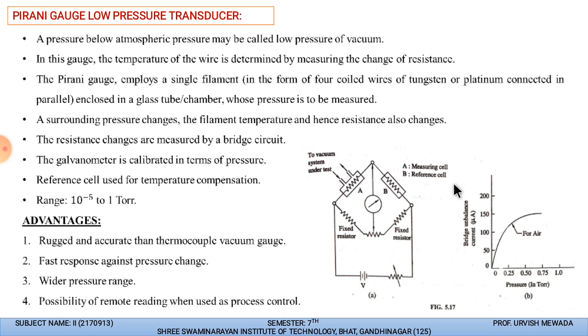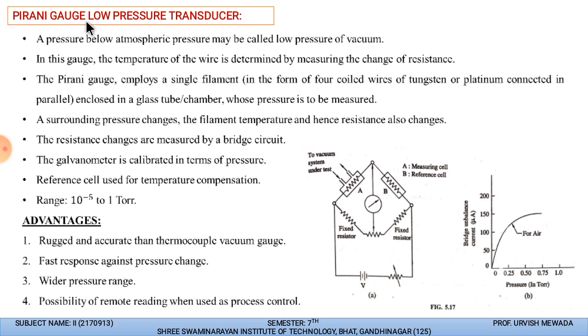So this is the reference cell, and this graph shows the pressure versus the bridge unbalanced current, in microamperes. Once the pressure increases, the bridge will get unbalanced, and it will produce an output current across this galvanometer. This will show the deflection once the pressure is inserted inside the tube, and as pressure increases, the current passing through the balance arm will increase, so we can measure pressure in terms of electrical output.